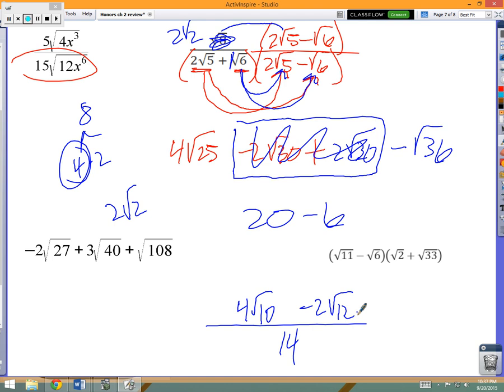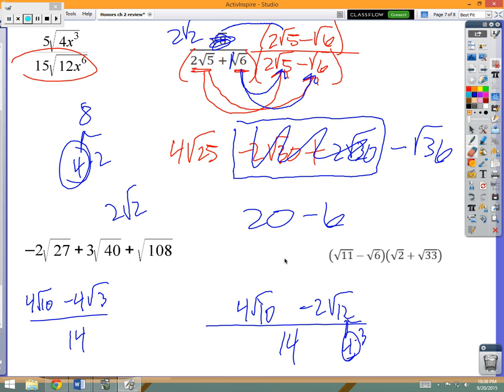And this one's pretty tough because in 12 there is a perfect square: 4 times 3, and the square root of 4 is 2. So our final answer, well, not the final, close though. 4 square roots of 10. I'm going to take the square root of 4, 2, so that's going to be negative 4 square roots of 3, all over 14.